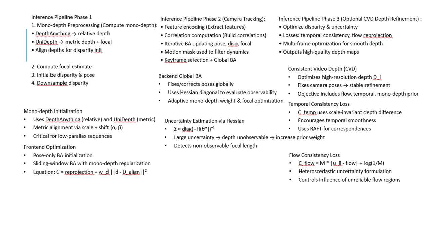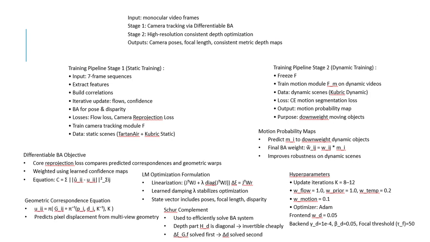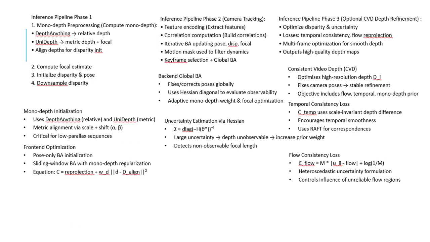Now we are going deeper into inference pipeline phase 2. We already know the feature encoding and correlation computation modules. It uses the update operator to update the pose, disparity and focal length. Iterative BA uses the geometric correspondence equation and LM optimization with damping and the Schur complement, which updates pose and depth map at each iteration. Now we already know iterative BA updating. Then we have to know the backend global BA, meaning bundle adjustment. It fixes or corrects the poses globally, and uses the diagonal of the Hessian matrix to evaluate observability, which adapts mono depth weight and focal optimization.